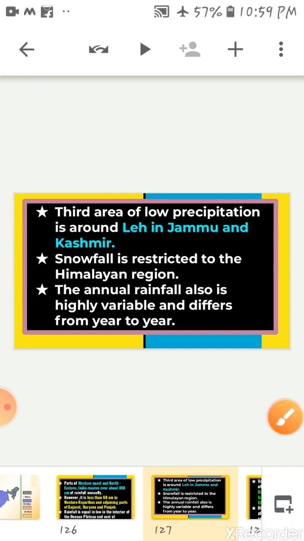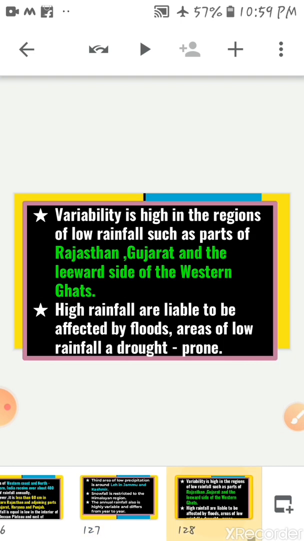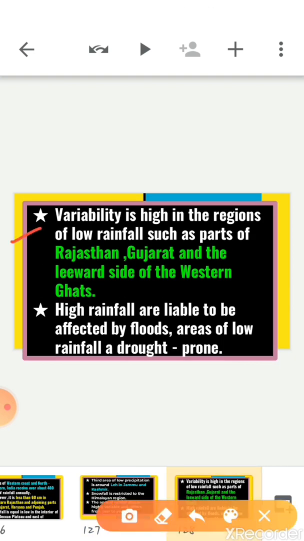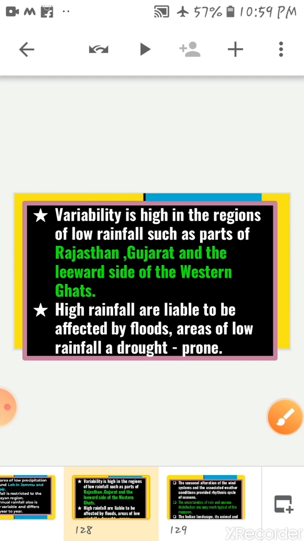Now, based on the nature of the monsoon, the annual rainfall also is highly variable from year to year, and variability is high in the regions of low rainfall such as parts of Rajasthan, Gujarat and the leeward side of the Western Ghats. And second thing is, areas of high rainfall are liable to be affected by floods. Areas of low rainfall are drought prone. Clear?